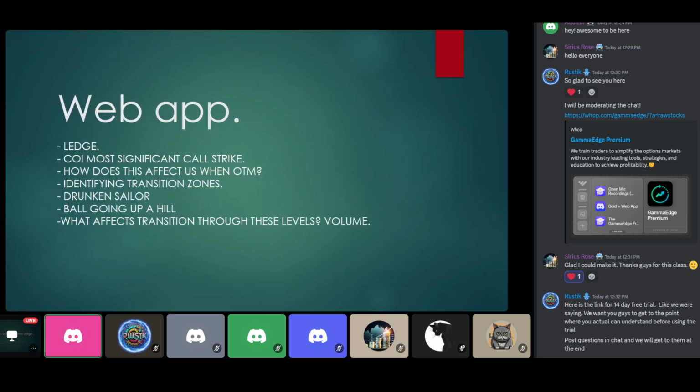These are just key terms that I'm going to go over when I open up the web app. It's going to be the ledge, COI, which is call open interest, the most significant call strike. How do these levels affect us when out of the money and in the money? Identifying transition zones, drunken sailor, and then you'll see me talk about a ball going up a hill, and what affects transition through these levels, which is just going to be volume.